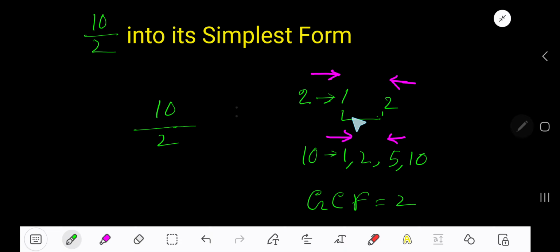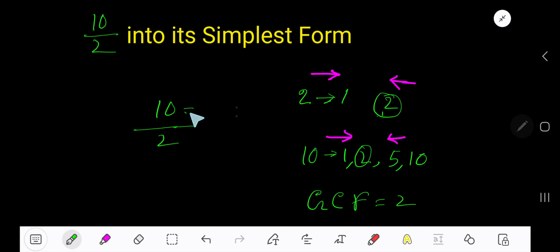Look, 1 times 2 equals 2, so 1 and 2 are the factors of 2. Again, 1 times 10 equals 10, so 1 and 10 are the factors of 10. Again, 2 times 5 equals 10, so 2 and 5 are the factors of 10. The greatest common factor between these two numbers is 2.